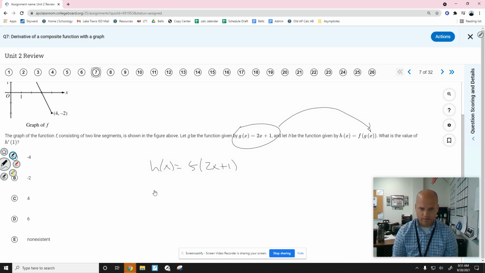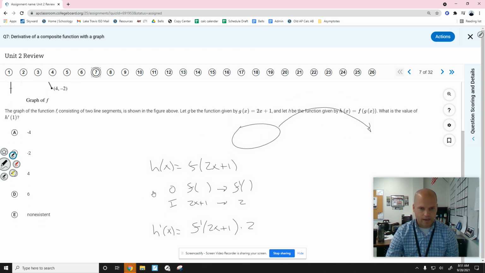So I've got to take the derivative of h. But it's not a product. This is a composition. So I'm not going to use the product rule to take the derivative of this. I'm going to use my O's and my I's and understand it's a composition. So f is the outside and 2x plus 1 is the inside. Derivative of the outside, f prime. Derivative of the inside, 2. So h prime of x is f prime, whatever starts in the parentheses stays in the parentheses, times 2.